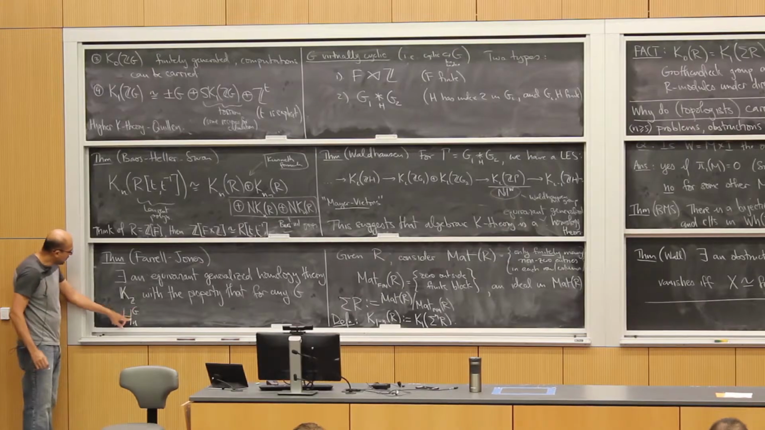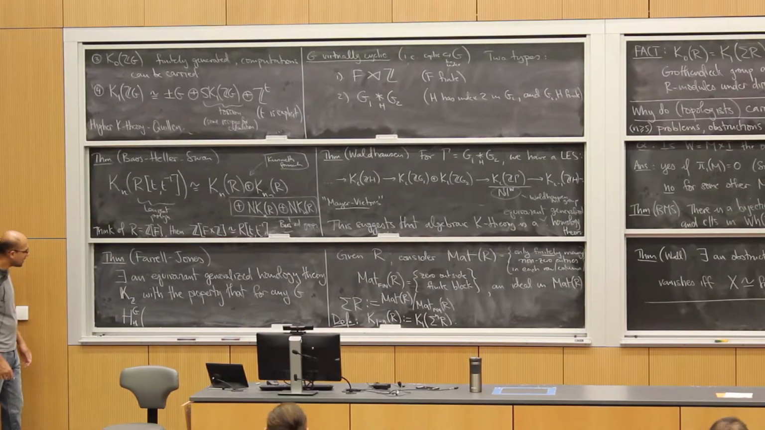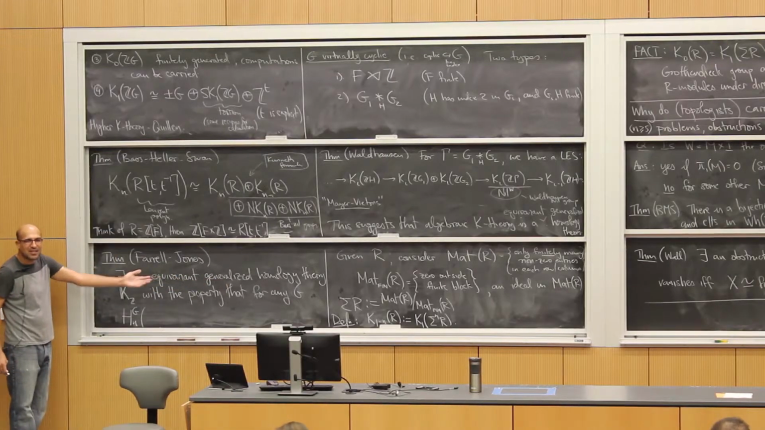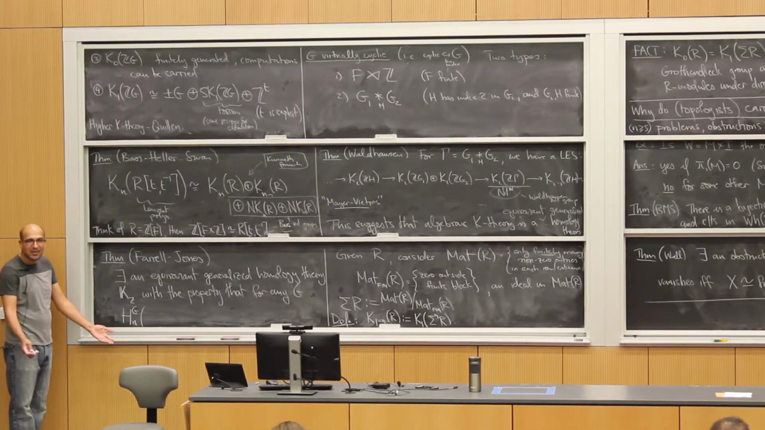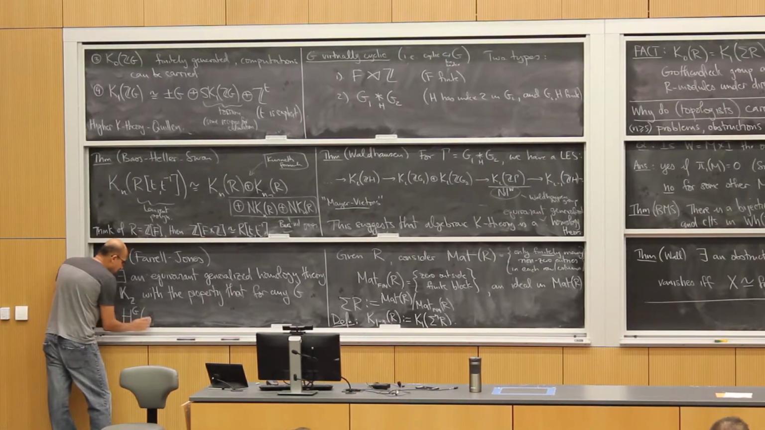So here it's the equivariant G homology of a space. And what's the space going to be? Well, if I don't know anything about the group, there's only one reasonable space for it to act on, namely the most trivial thing: the group acting on a point.